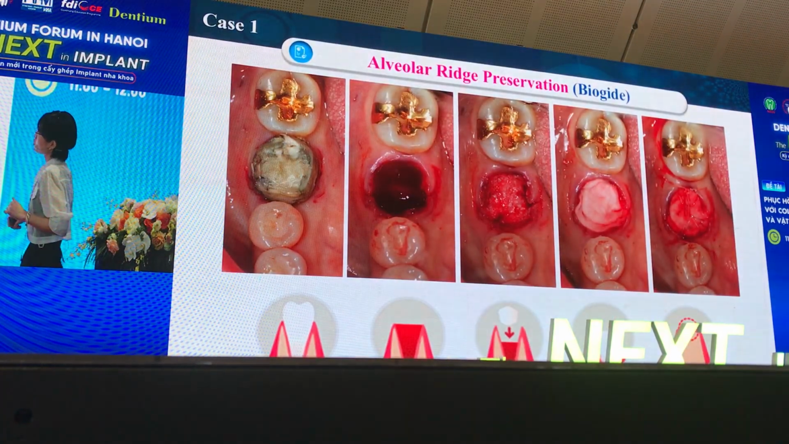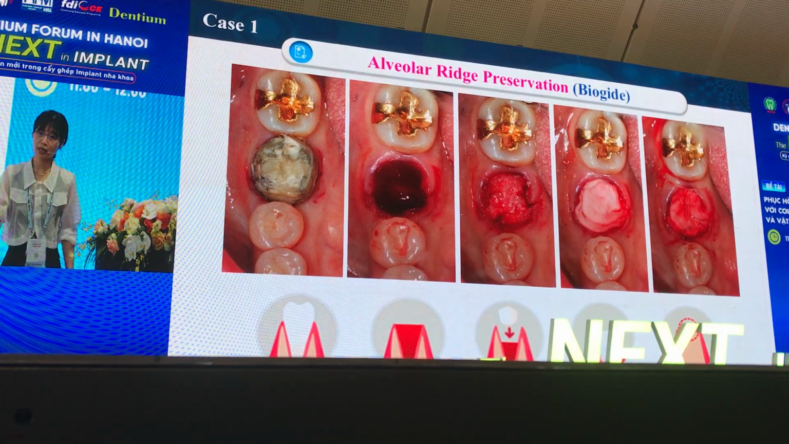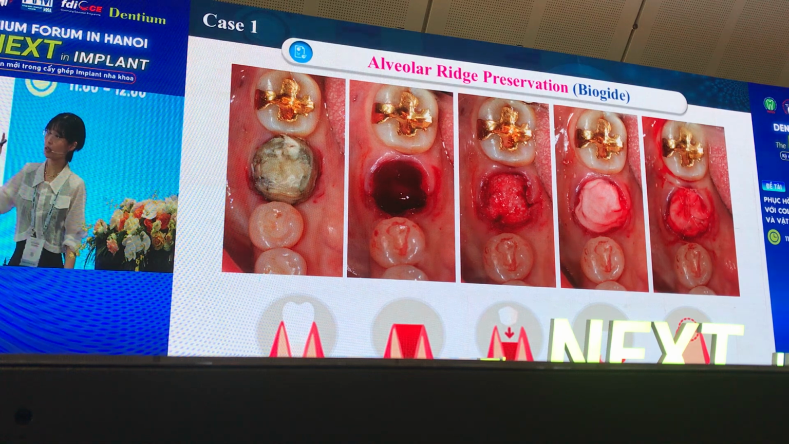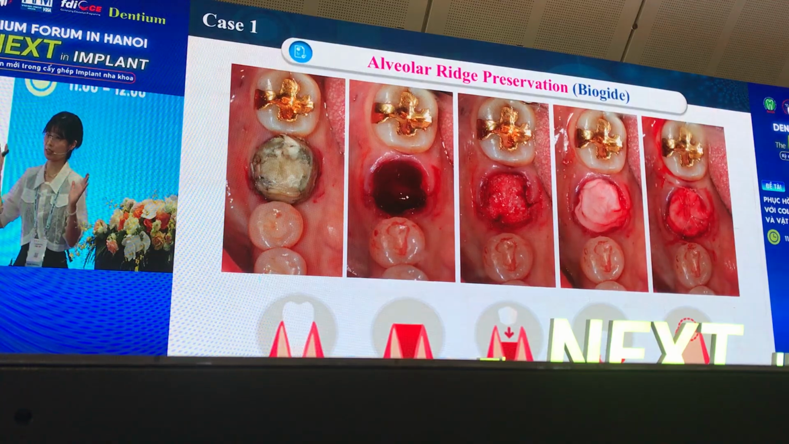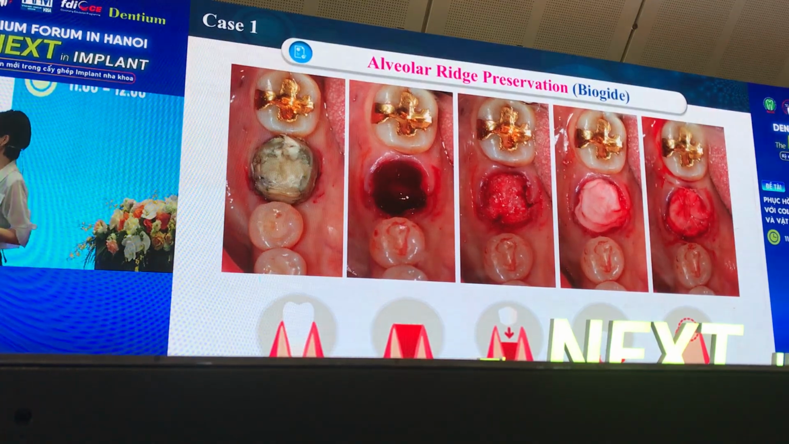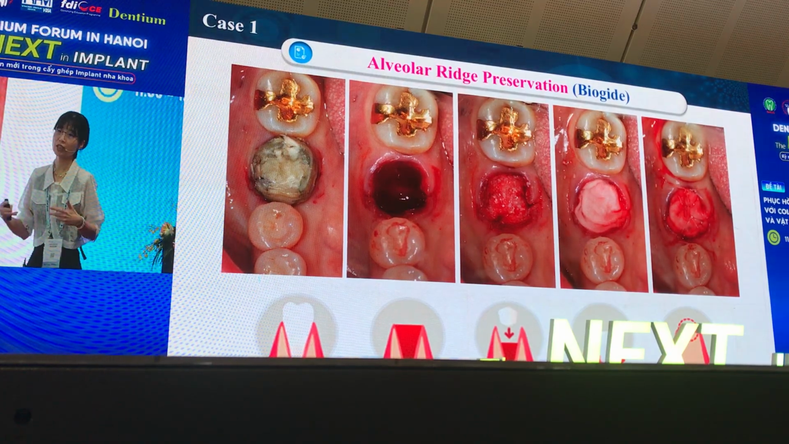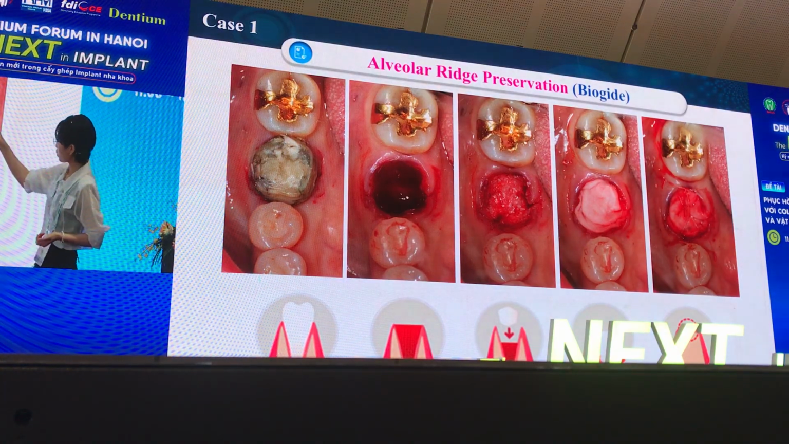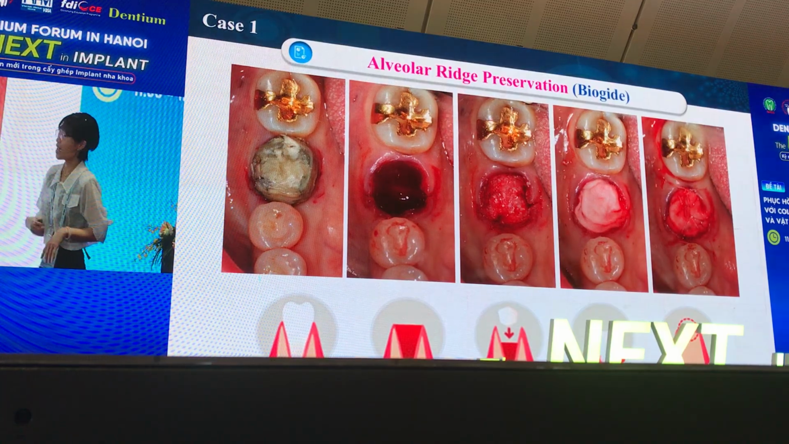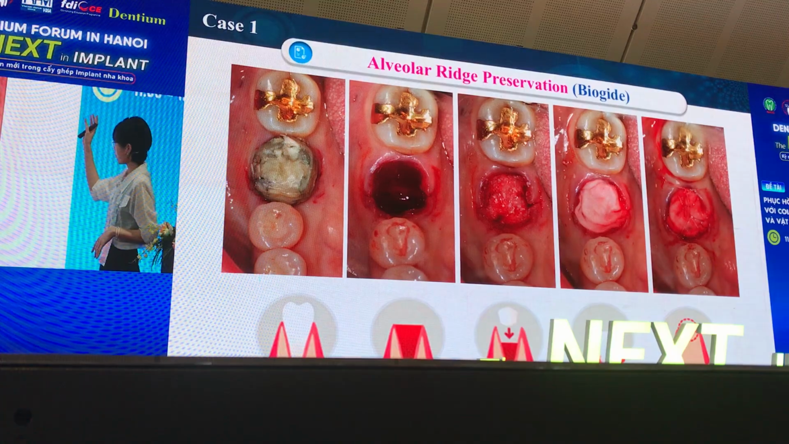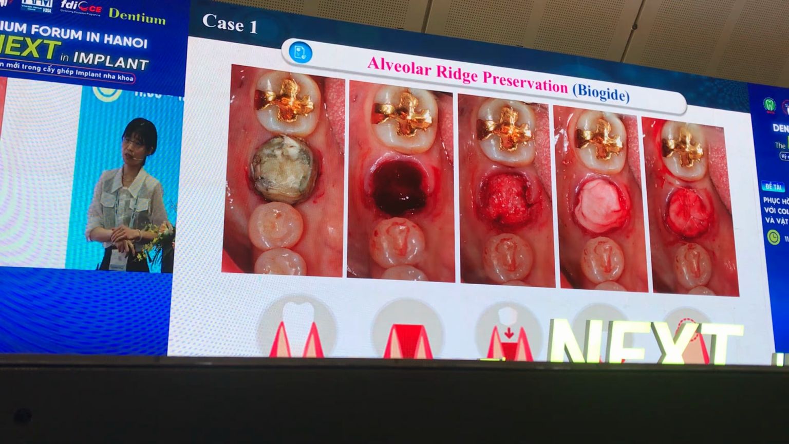So this is my clinical procedure for the ARP. In the past, I usually used a collagen membrane for covering the extraction sockets. So after the tooth extraction, I removed the granulation tissue and cleaned the extraction sockets, and then put the collagenated bone graft, and then covered it with the collagen membrane. I used the BioBite in the past.